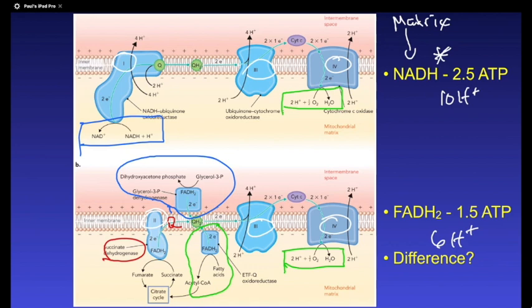Next time, we're going to look at one more place in which the gradient is actually increased in this reaction.